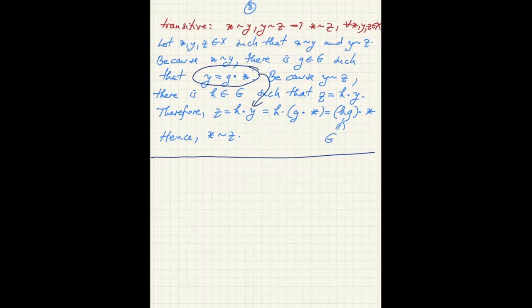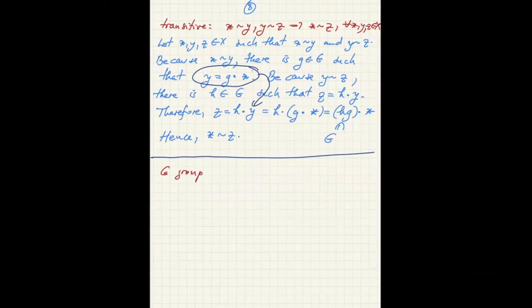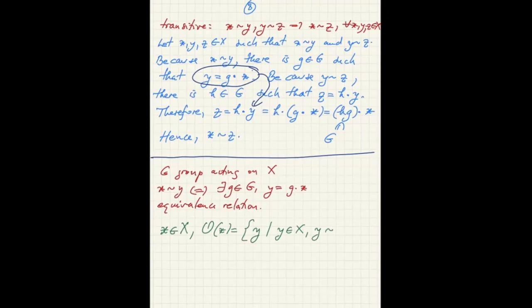So again, let me rewrite this thing from here. We have G is a group acting on X, and we had X is equivalent to Y if and only if there exists g in G such that Y equals gX. And we proved that this is an equivalence relation. And from here we can define the equivalence classes of this equivalence relation. These are called orbits of the group action. So for x in X, let me denote by O of x everything that's equivalent to x. So this is all elements y in X, y equivalent to x.